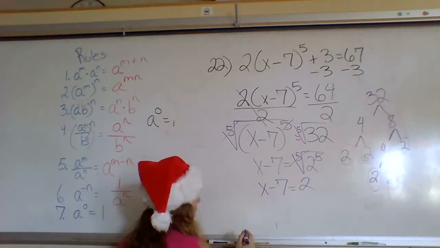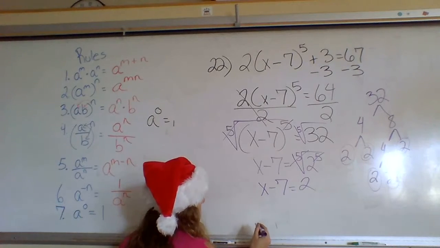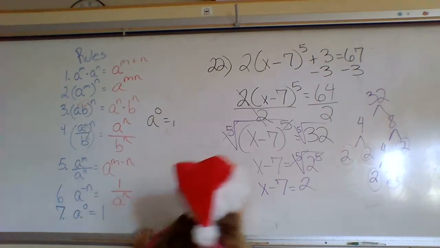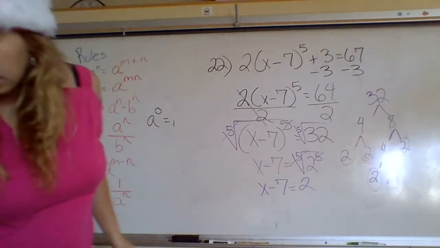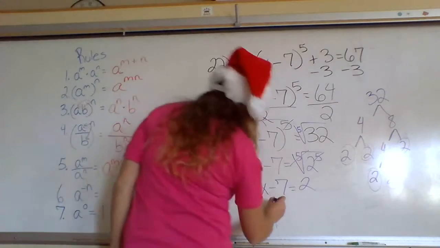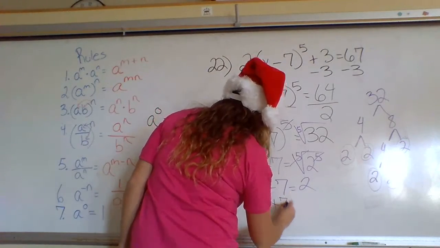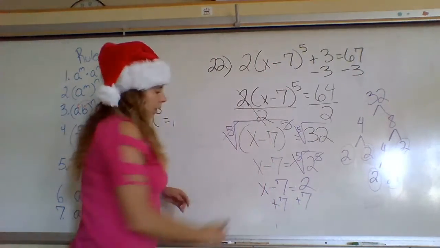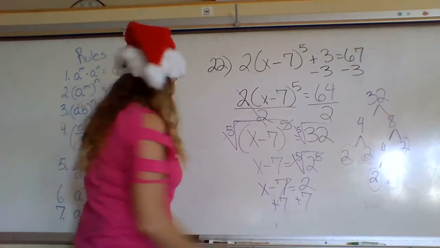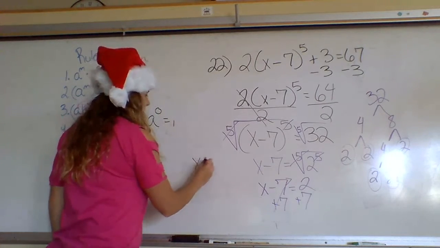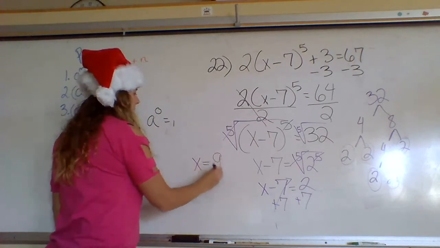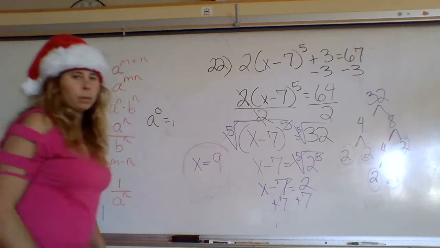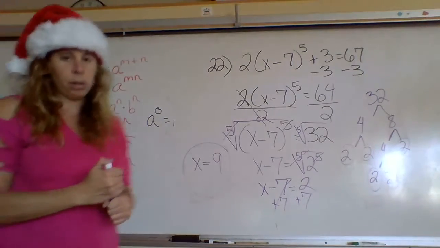And then to solve for x, we're going to add 7 to both sides. I thought my answer was not going to match the book's, but it does. These cancel each other out, and so x equals 2 plus 7, which is 9. So 9 is your answer for number 22.